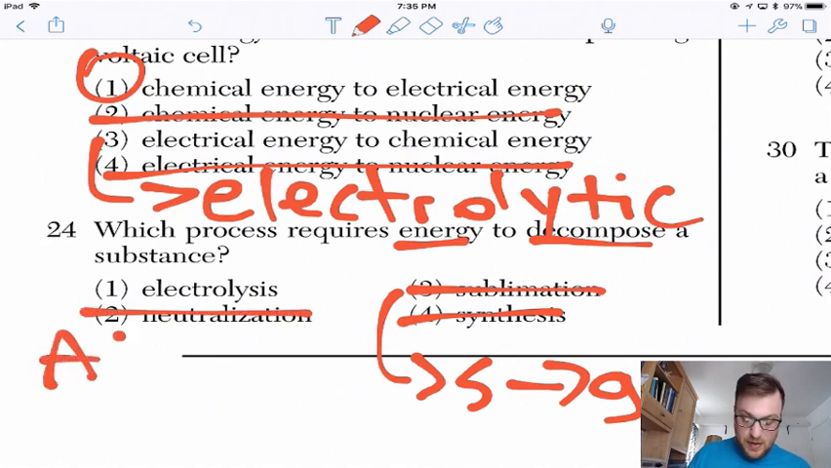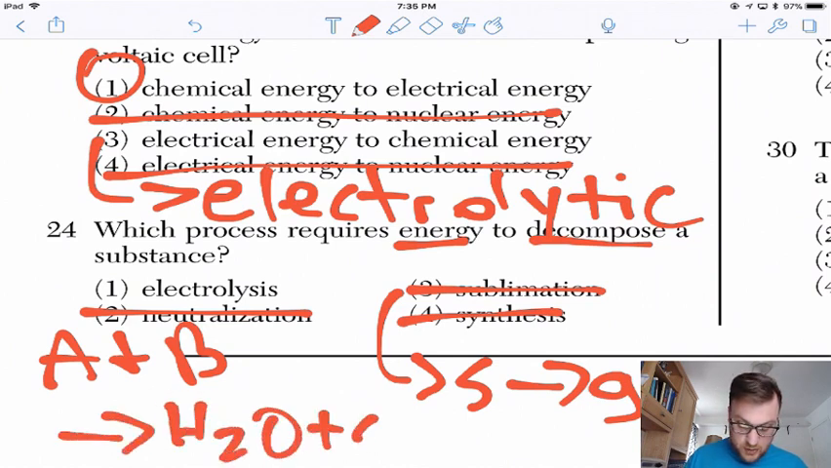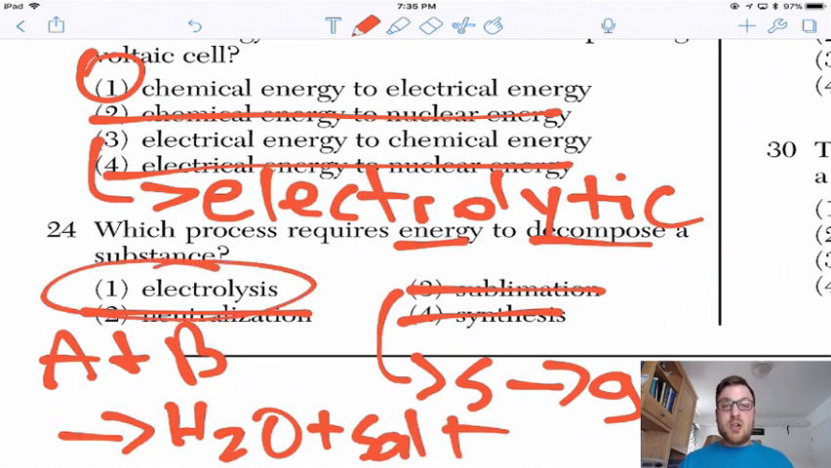Neutralization is an acid-base reaction that, when they neutralize each other, form water and salt. So that's not it. Boom, electrolysis. Electricity. We need energy for here. Lysis, breaks apart, decompose.